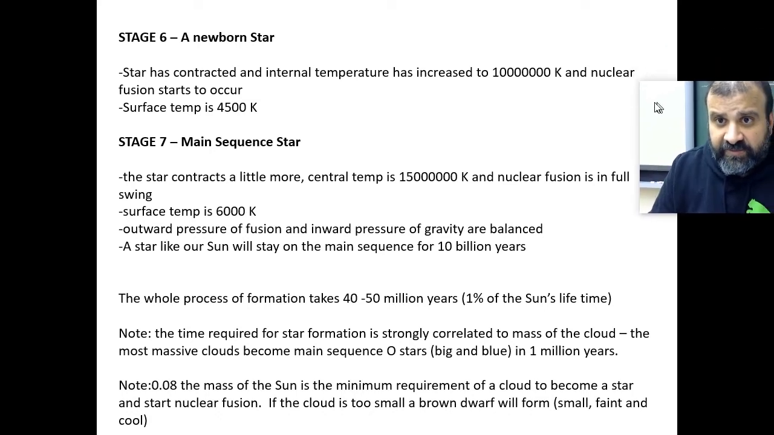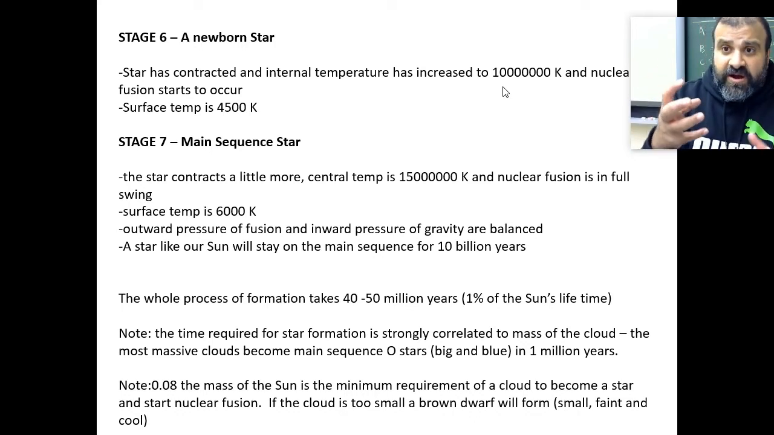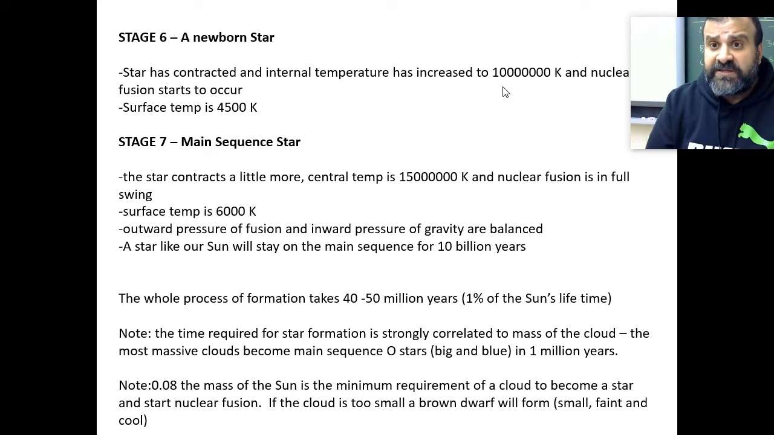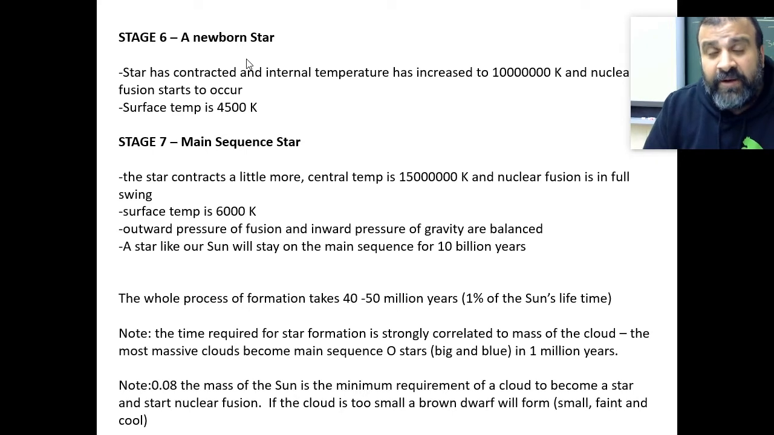Let's move me over here. So stage 6, the newborn star. Star has contracted, internal temperature has reached 10 million Kelvin, and nuclear fusion is starting. So this star is virtually on the main sequence now. It's virtually beginning its proper star life. Star contracts a little more, get a little more contraction. So this stage 6 here, newborn star, it's actually kind of even labeled a little wrong. I would still call it like a late protostar or a late T Tauri protostar.